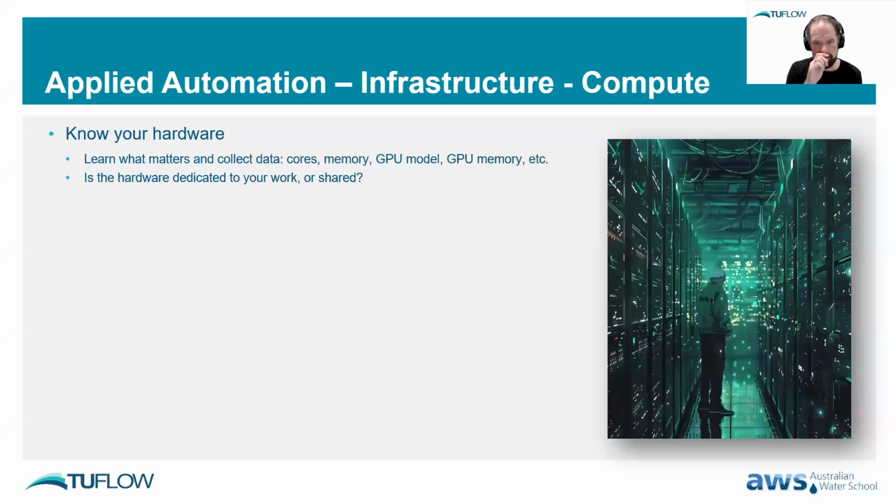Third part in the infrastructure would be the actual compute. Again, know your hardware, learn what matters and collect some data. Typically for modeling, the number of cores, the amount of memory, the GPU model, the GPU memory, those are metrics that matter. Once you know what matters to your models, just create an Excel sheet or a SharePoint list or whatever platform you prefer using, and collect the data on the hardware you have, just so you know where you can run what optimally.